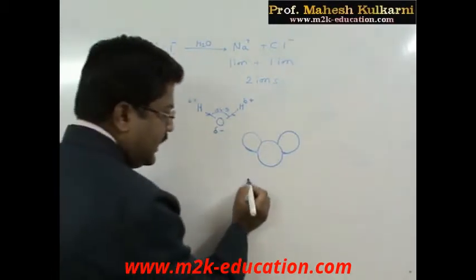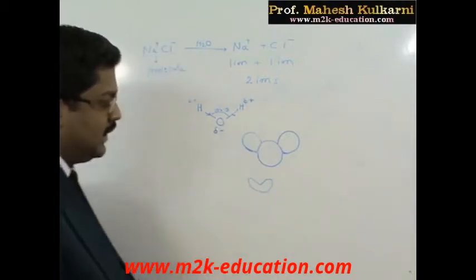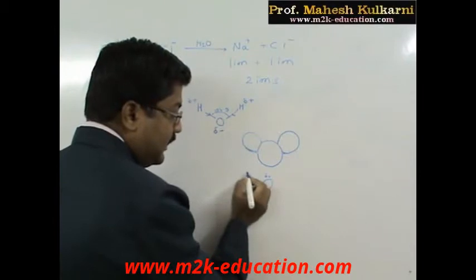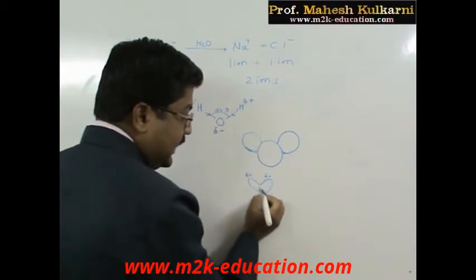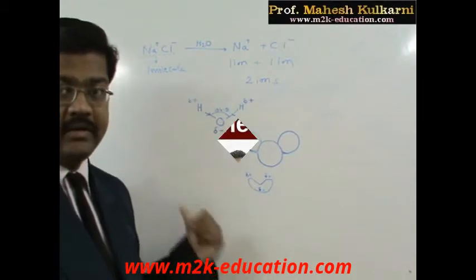In short, I can show the water molecule structure this way, whereas two ends have a positive charge and this end has a negative charge. Delta positive and delta negative charges are there.